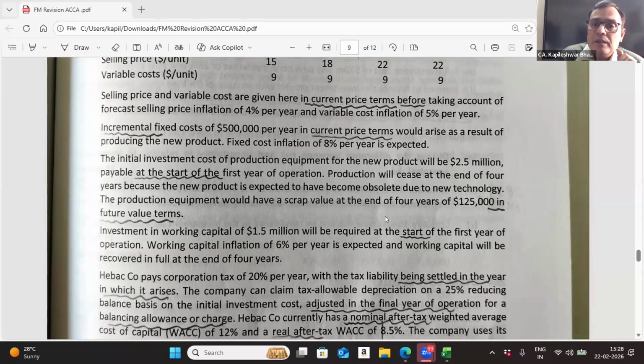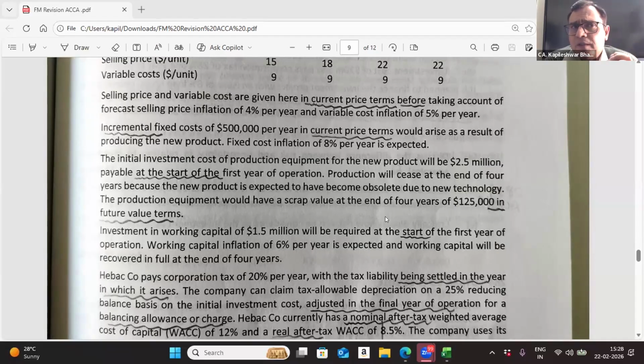Then he says the initial investment, the cost of production for the new product, is 2.5 million, which is payable at the start of the first year. Production will cease at the end of 4 years. That's the life of the project, because the new product is going to become obsolete due to technology. The production equipment would have a scrap value at the end of 4 years in future value terms.